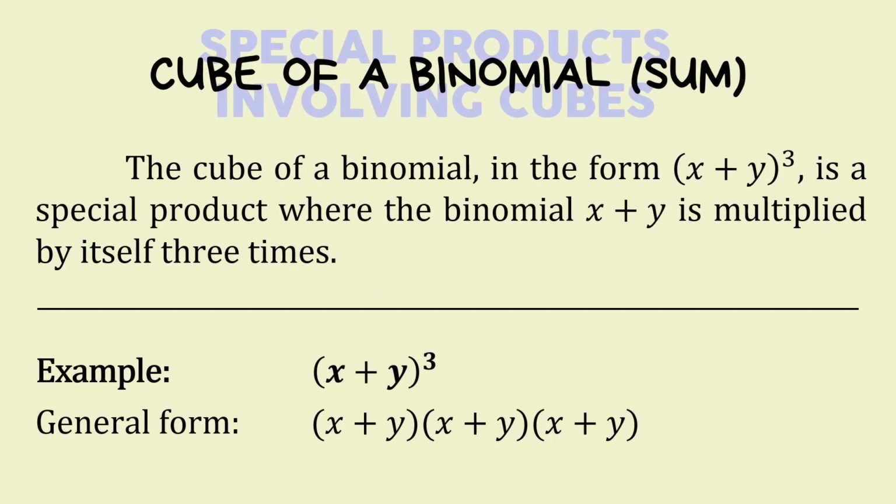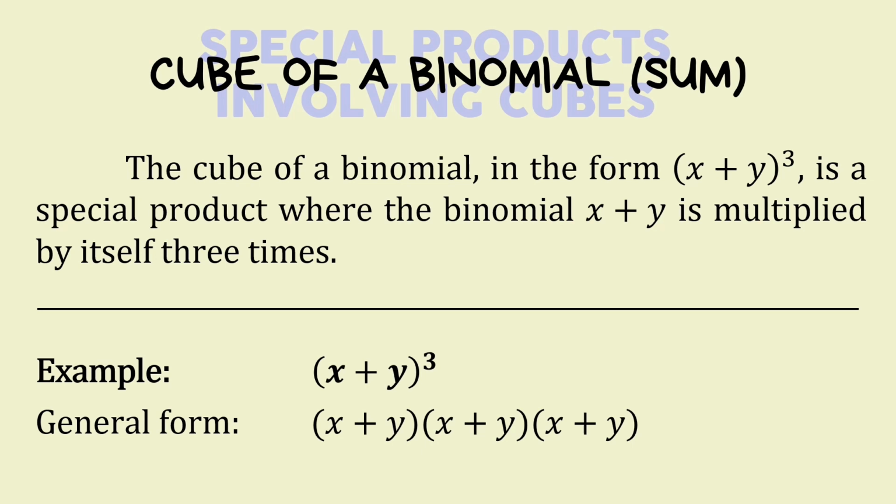Without further ado, the next type of special product is the cube of a binomial. Remember that if we have a cube, then a number or a set of terms is raised to an exponent of 3. That means writing a number 3 times and getting their product. The cube of a binomial, in the form (x + y) cubed, is a special product where the binomial x plus y is multiplied by itself 3 times.